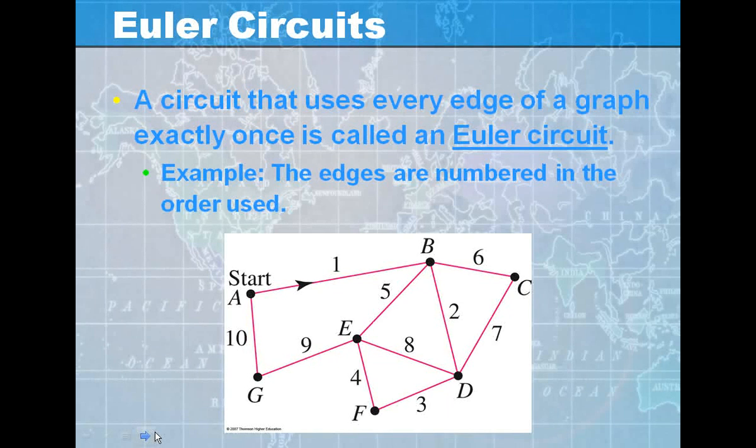So in this case, we have an Euler circuit. We used each edge exactly once, and we started and stopped in the same place. This is the same graph as we had before. The only difference is G goes back to A to complete the circuit. So a circuit starts and stops in the same place, and it is still a path. Euler circuit, you use each edge exactly once.